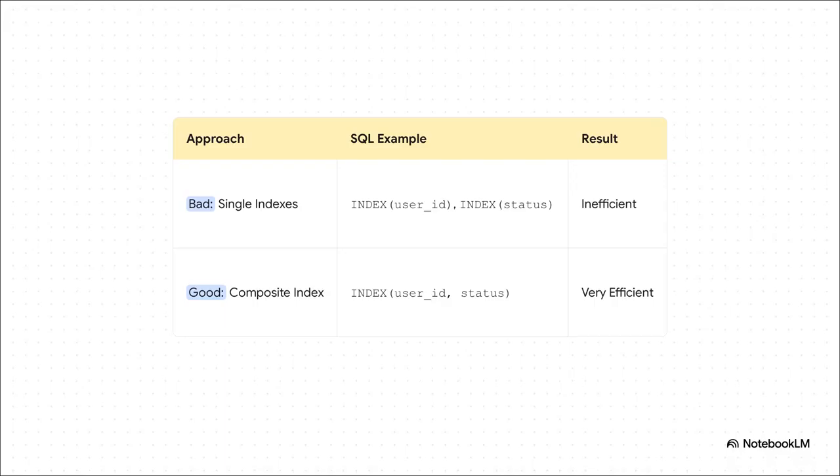Let's get really specific with mistake number 3, because this one trips a lot of people up. Let's say you often search for orders using both the user's ID and the order status. Creating 2 separate indexes, one for each, is actually pretty inefficient. The database might use one or try to combine them, but it's just not ideal. A single composite index on both columns together is way more powerful. And here's the pro tip. The order of the columns in that index matters a lot. You want to put the column that narrows down the search the most, the most selective one, first.